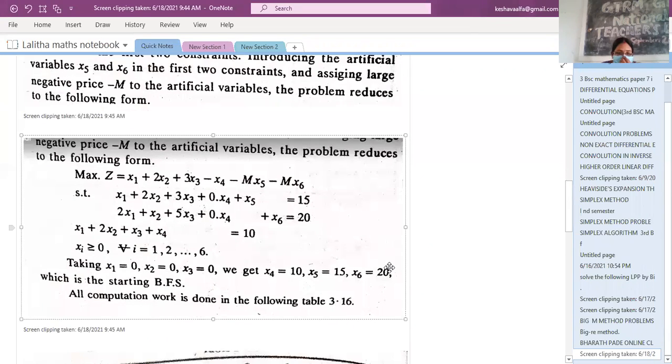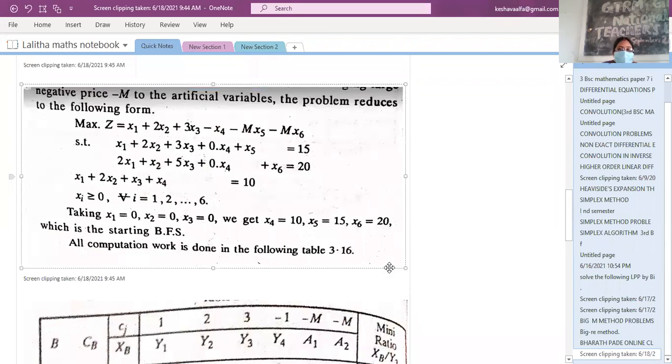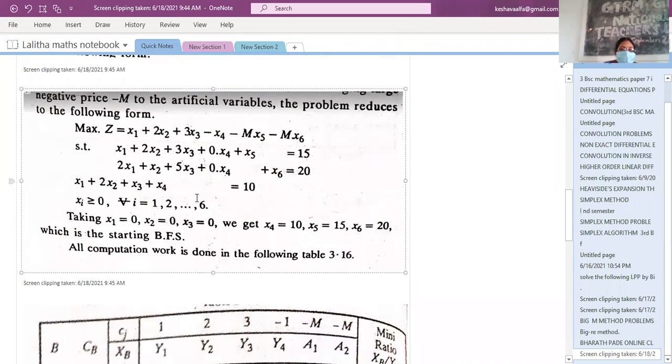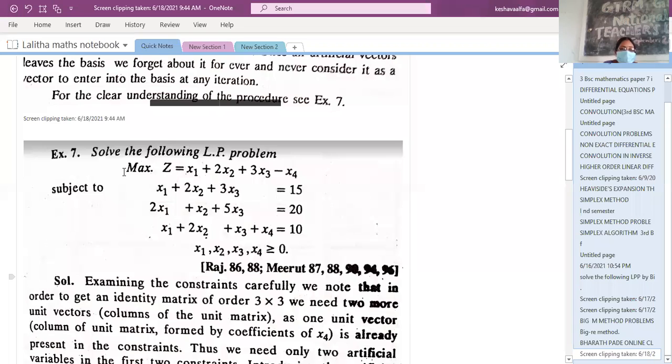Suppose we solve the following LPP by the Big M method. Maximum z is equal to x1 plus 2x2 plus 3x3 minus x4, subject to the conditions: x1 plus 2x2 plus x3 is equal to 15; 2x1 plus x2 plus 5x3 is equal to 20; x1 plus 2x2 plus x3 plus x4 is equal to 10. So three constraints are given.